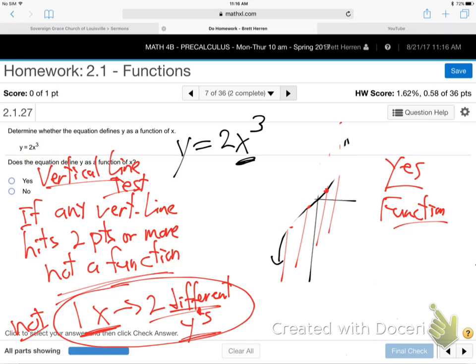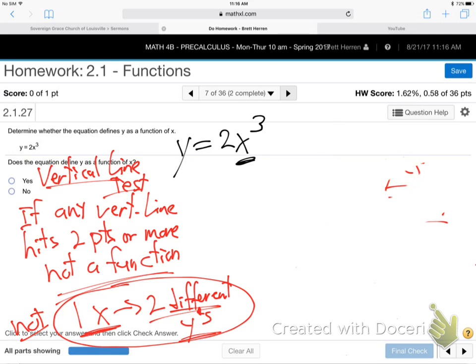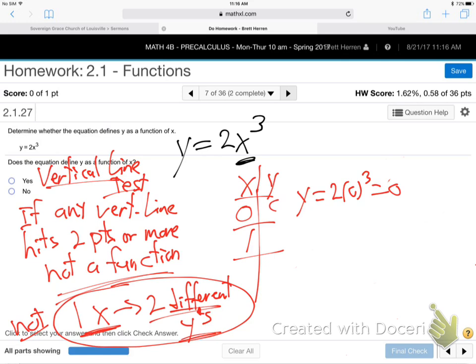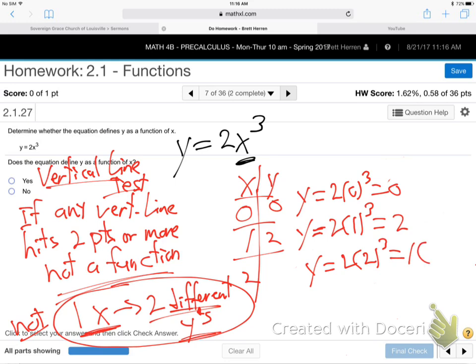Now let me back up for a minute and think with you about this equation. Forget about the picture for a minute. Let's just think about x, y's. If I was to make an x, y table for that equation, let's start with 0 and 1. If I plug in 0, what would I get? 2 times 0 cubed is 0. Okay, big deal. Plug in 1. 2 times 1 cubed is 2. If I plug in 2, whatever that is, some number, 16.